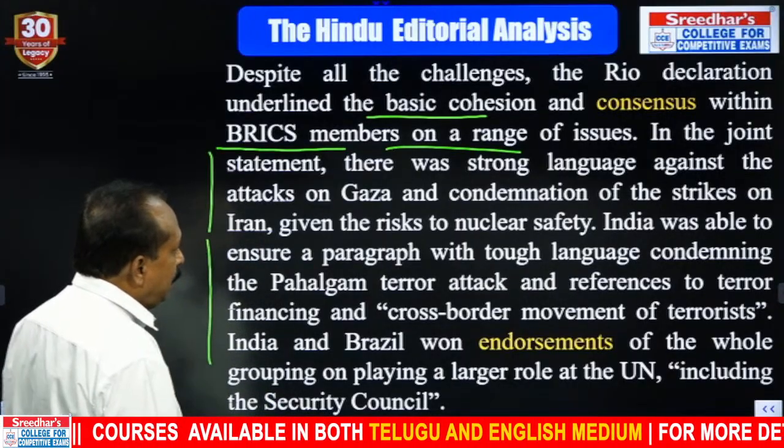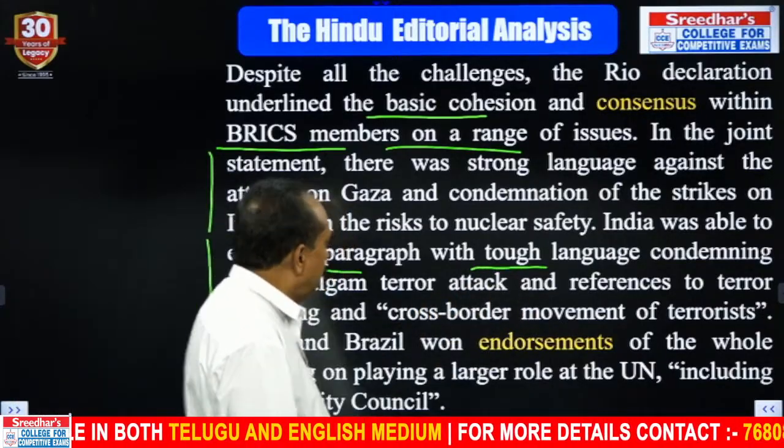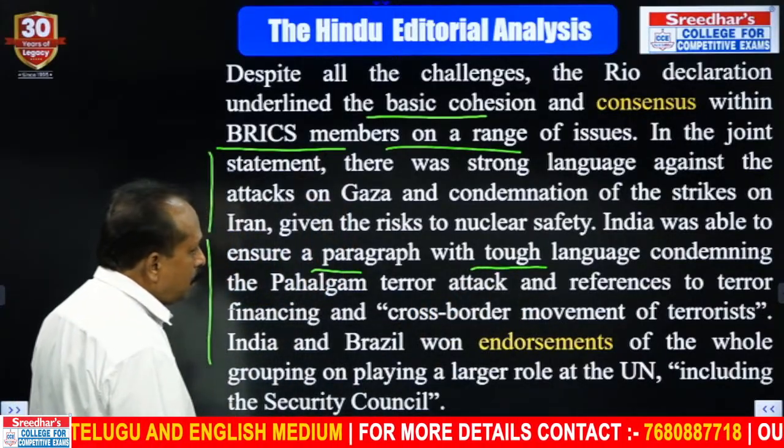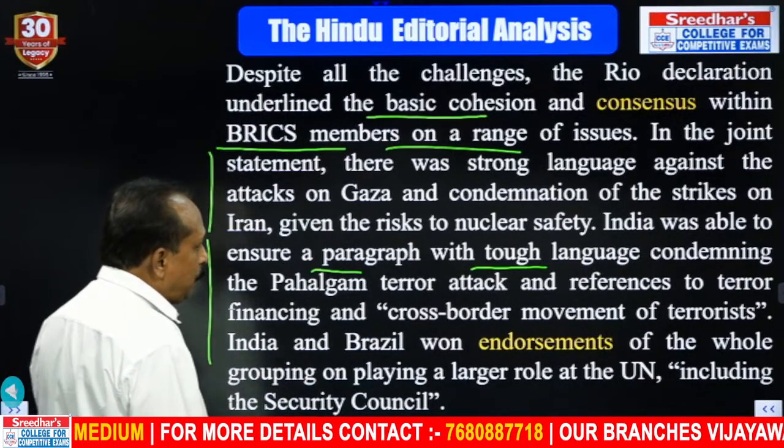Next one. India was able to ensure a paragraph with tough language condemning the Pahalgam terror attack and references to terror financing and cross-border movement of terrorists.